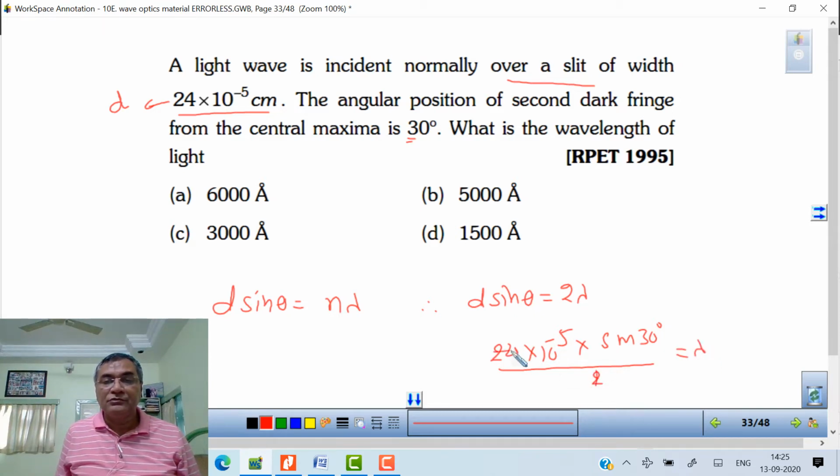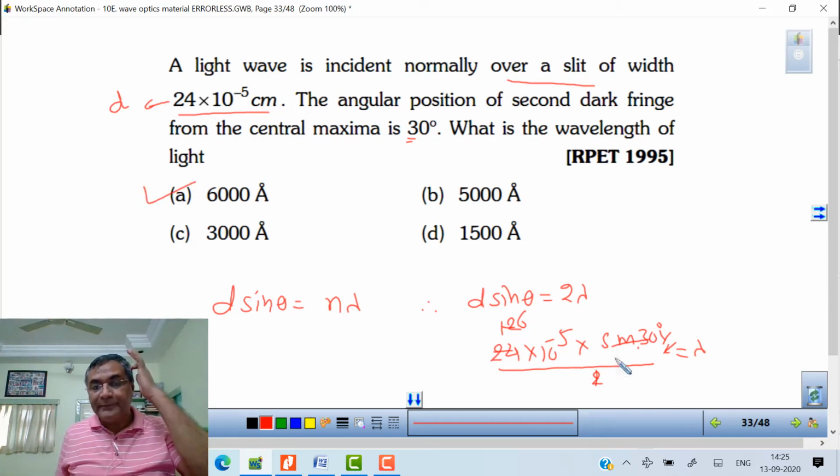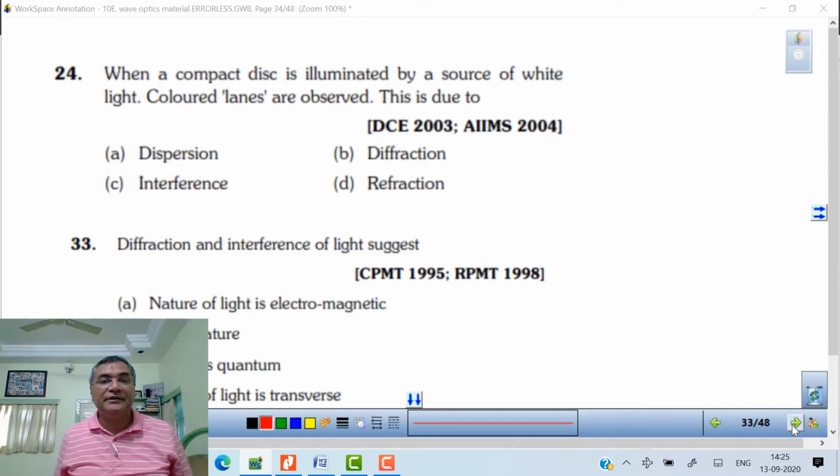So 24 by 2 is 12, and this sine 30 is again half. So half cancels, so it becomes 6. So 6 into 10 raised to minus 5, that is in meter. So 6000 angstrom. So that is your answer. Again we have taken here the approximation sin theta is equal to tan theta.